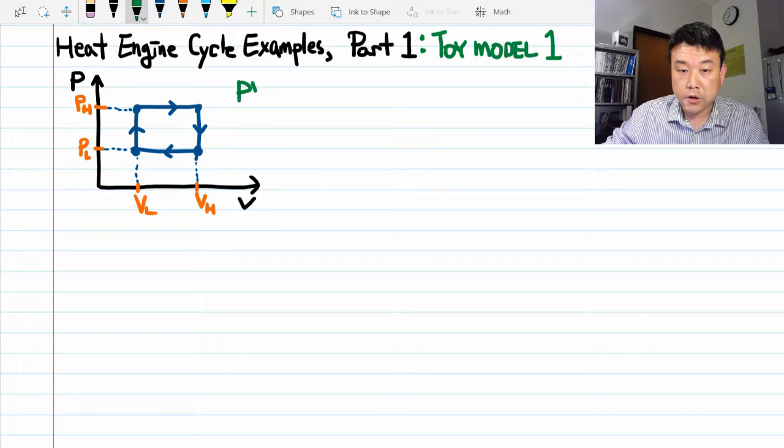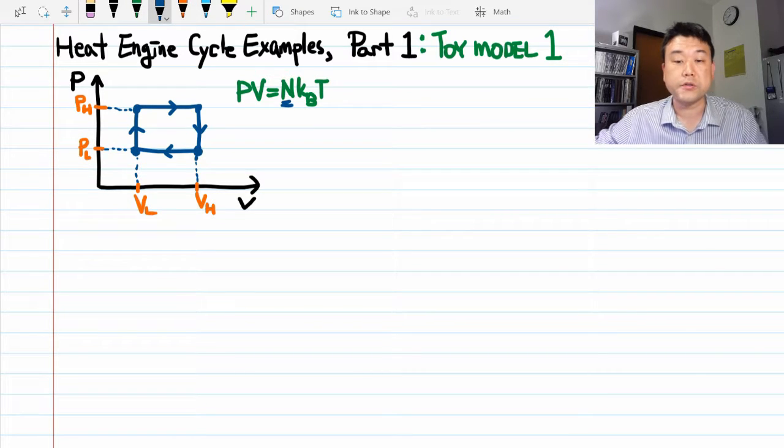Pressure times volume is equal to nKT. Okay, maybe not completely specified. The number of gas molecules is still left as unknown. So if the question were to give you how many molecules there are, then it is completely specified. For every point along the cycle, you can actually calculate the temperature.